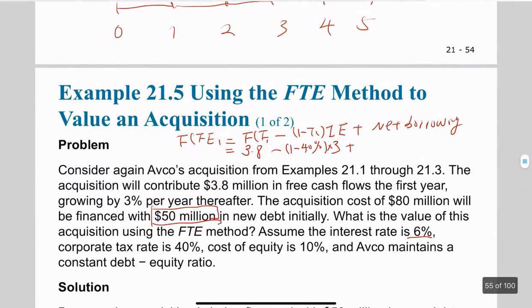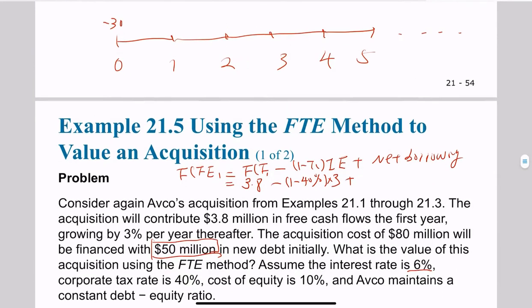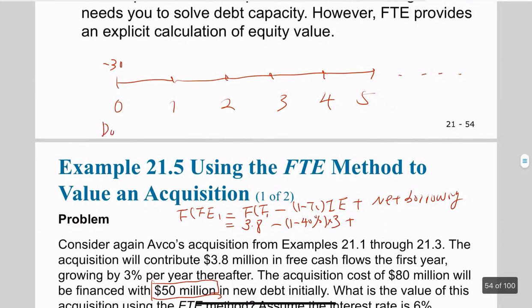Now, net borrowing. Well, this is the tricky part. So we know that debt 0 is $50 million. Now, what is D1? What is the firm's debt on date 1, right? Well, the debt is just $50 million times 1 plus 3%. So essentially I'm saying that debt grows at 3%.